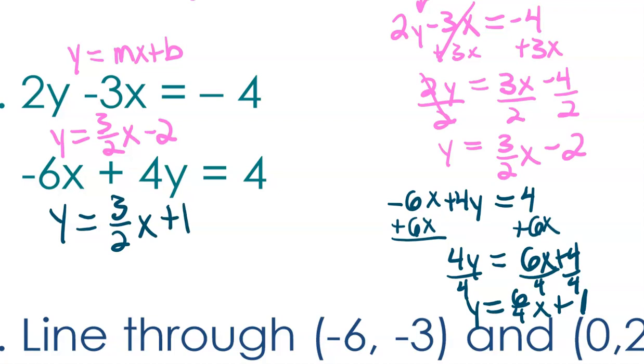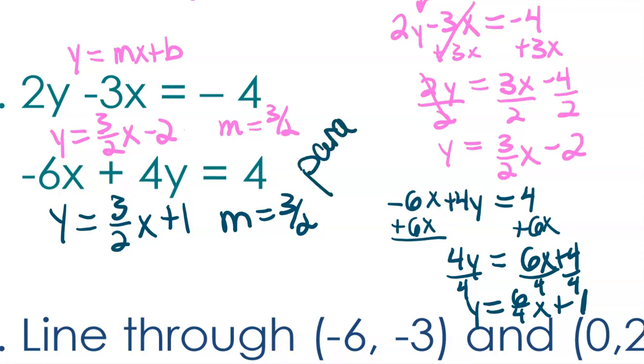So the slope of our top line here, this pink one, is 3/2. The slope of the bottom line, the blue one, is also 3/2. So now that we solve for slope-intercept form, we can see that the slopes are the same, so these two lines are in fact parallel to each other.